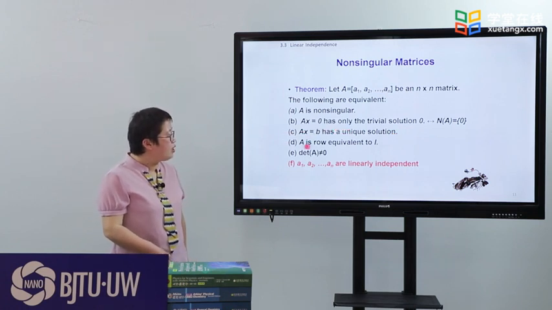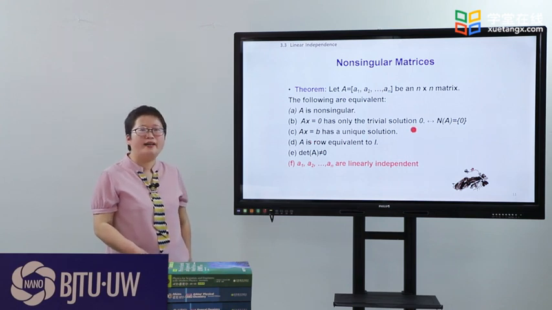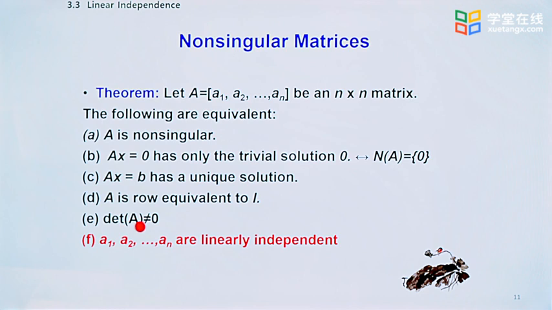And also equivalent to this one, D: A is row equivalent to I. And E: the determinant of A does not equal 0. And here, F, you have another equivalent characterization: A is non-singular if and only if F holds, that is, A1, A2 till An are linearly independent.